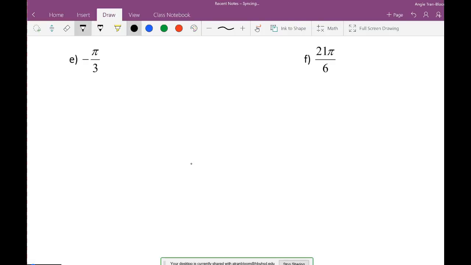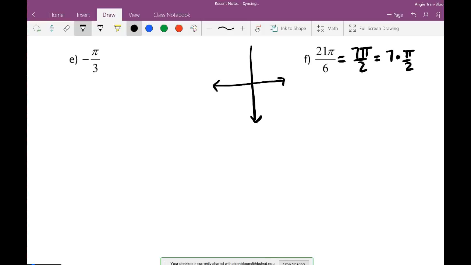All right. F, 21 pi divided by 6. What should you do? Should I reduce? Oh, you should always. So, if I reduce, what would I get? 7 pi over 2. Oh boy. Isn't that like 7 times pi over 2? But what is pi over 2? 90 degrees.